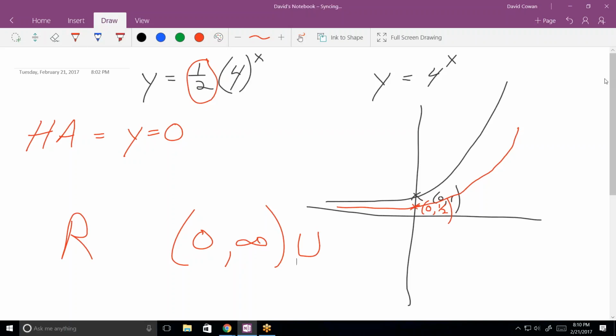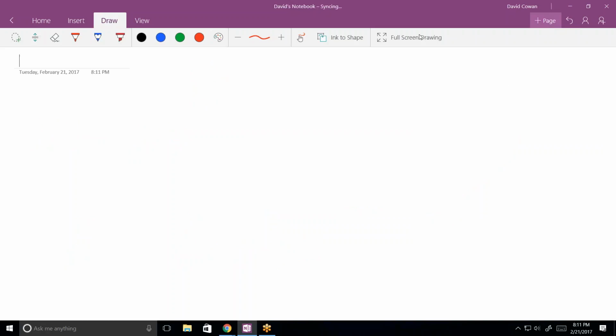Did we answer everything for this problem? Yes. Oh, and transformations. What's the difference between our curve and the parent function? You said it already. So a vertical shrink of 1/2. Yeah, that's the only transformation happening. Okay. All right, what else we got?